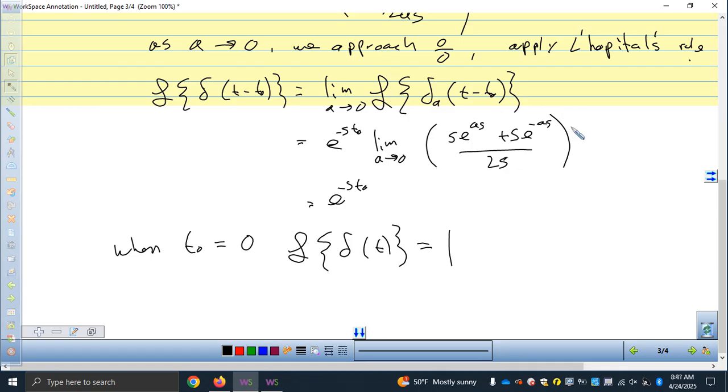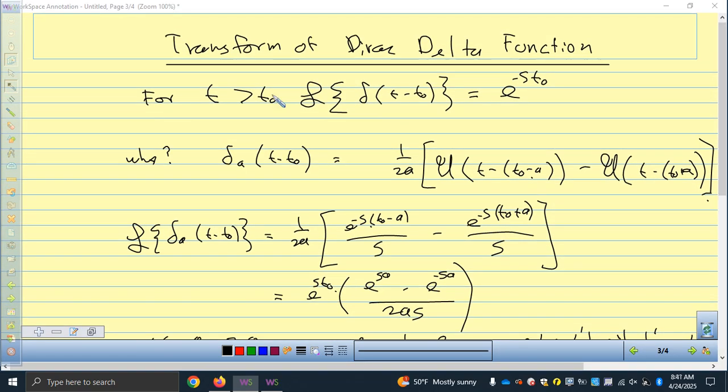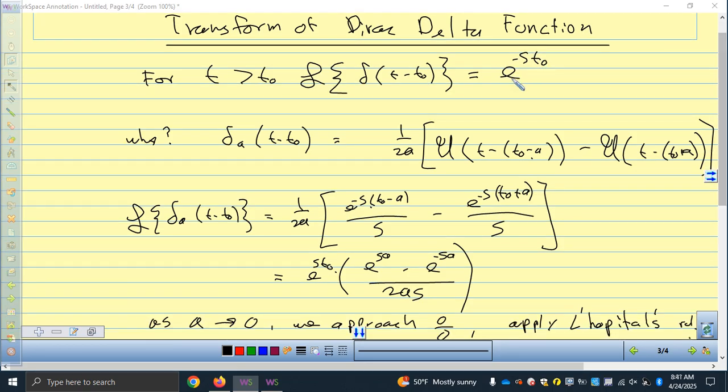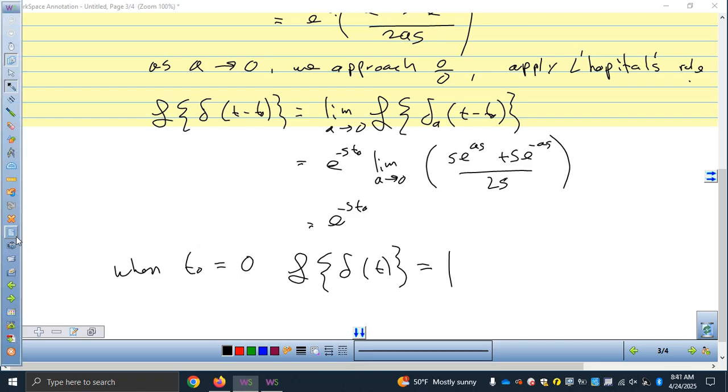So the main thing that we wanted to know was that the Laplace transform of the Dirac delta function is e to the minus s times t0. So you can imagine when this shows up in a differential equation, for example, that we end up with solutions that involve the unit step function because we get this e to the minus s term in our transform. Okay.